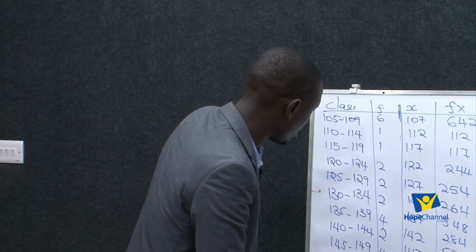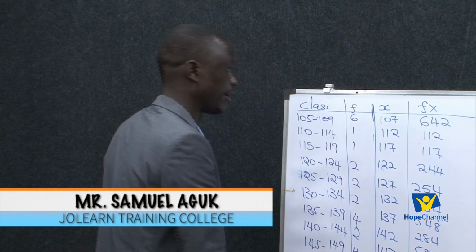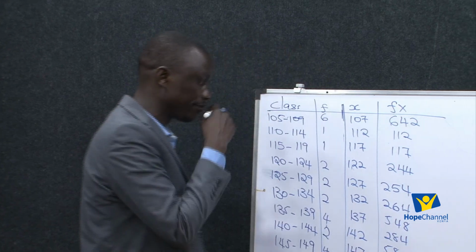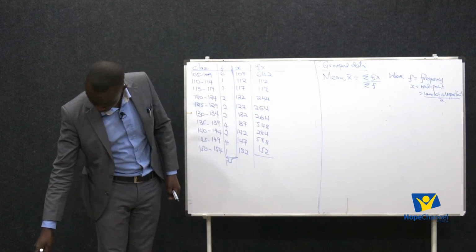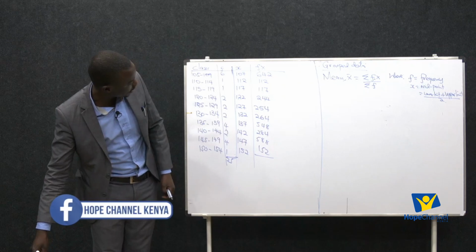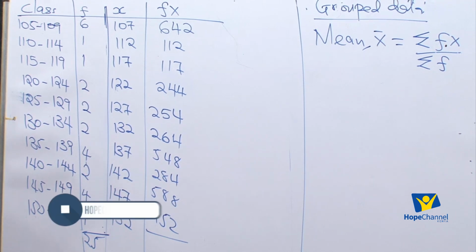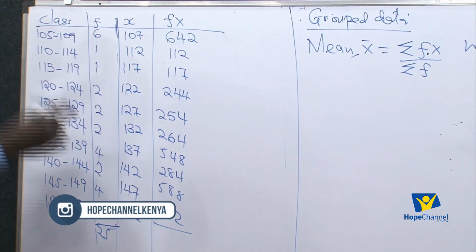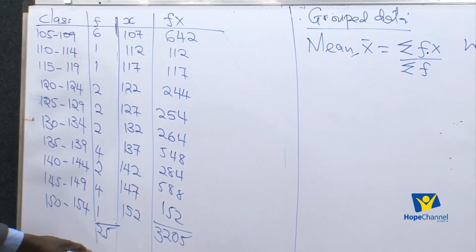So the total of f, we had already gotten it previously. We said it is 25. So we need to get the total of fx. Let's add this one: 642, 111, 112, 117, 244, 254, 264, 548, 284, 588, and 152. So what we get here is 3205.